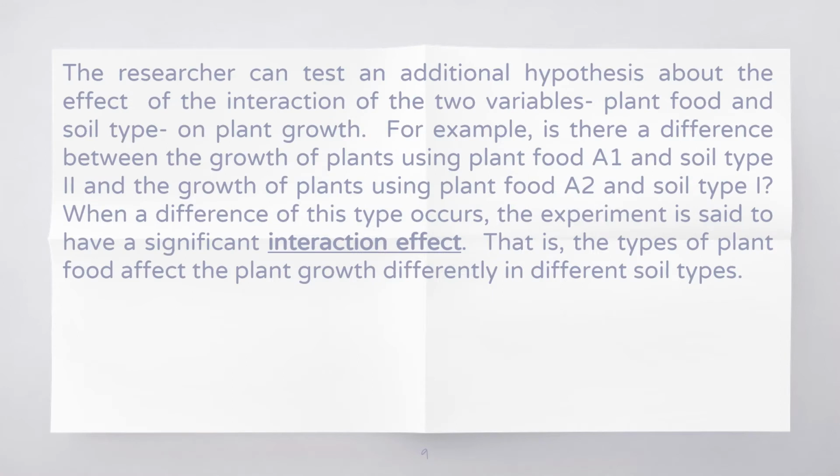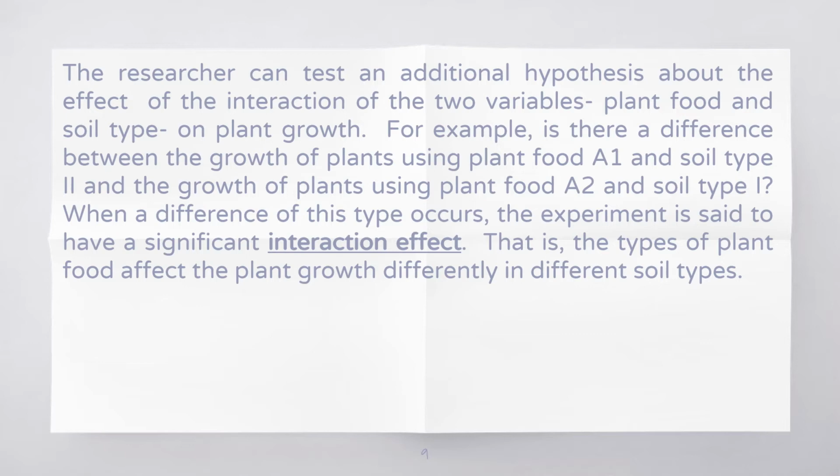The researcher can test an additional hypothesis about the effect of the interaction of the two variables, plant food and soil type, on the plant growth. For example, is there a difference between the growth of plants using plant food A1 and soil type 2 and the growth of plants using plant food A2 and soil type 1? When a difference of this type occurs, the experiment is said to have a significant interaction effect. That is, the types of plant food affect the plant growth differently in different soil types.